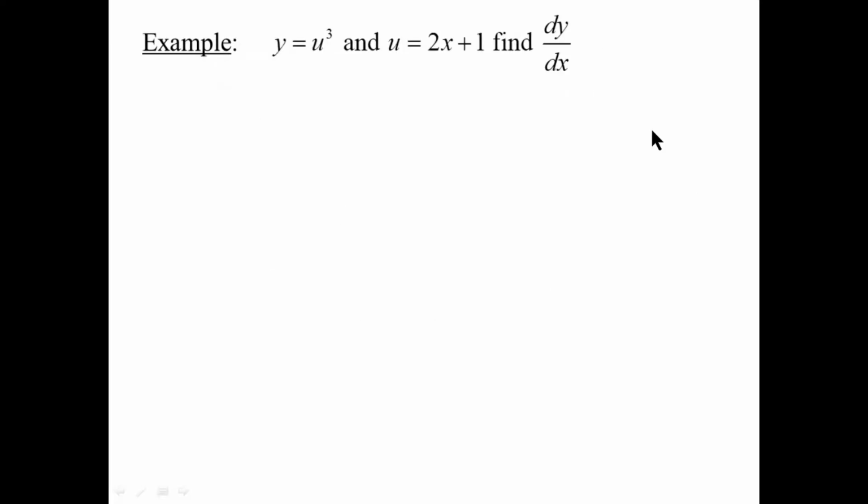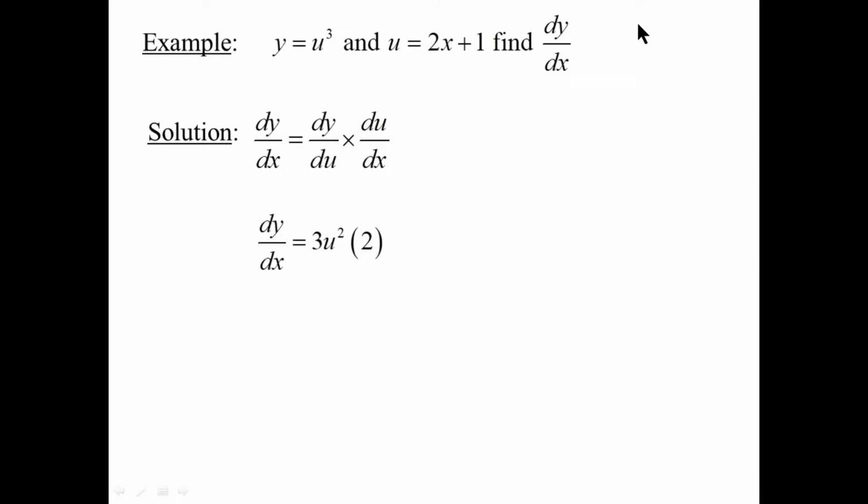Moving on, let's do it again for practice. y is a function of u is a function of x. Find dy by dx, using u as a link. Solution, dy by dx equals dy by du times du by dx. And dy by du is really easy. It's 3u squared. And du by dx is really easy. It's 2. So that makes 6u squared. Now here we can say, well, u is actually 2x plus 1.